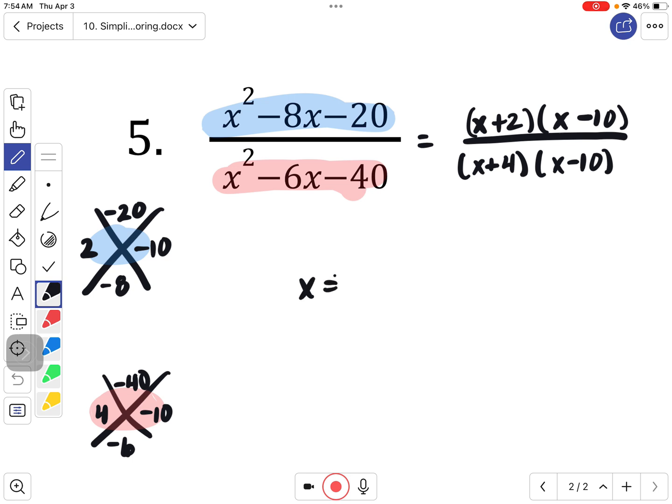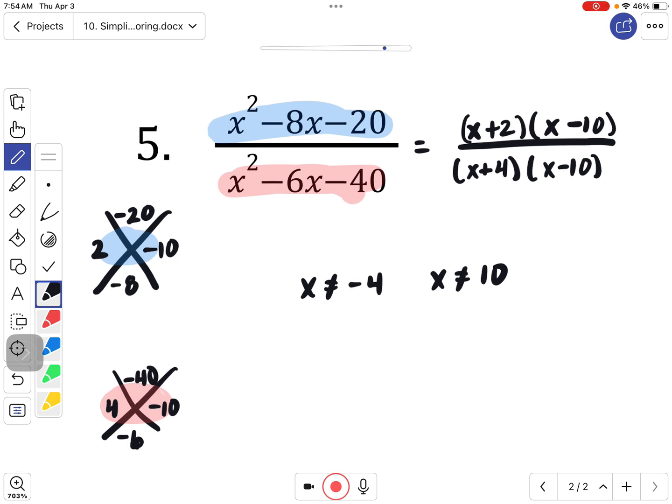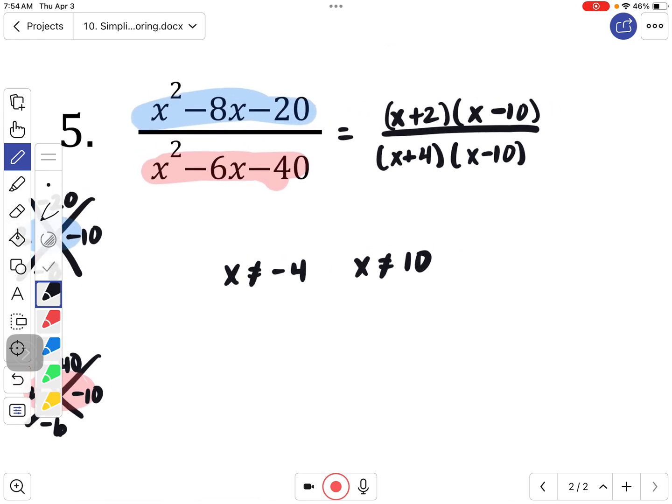Do my EVs, so x cannot equal. I'm only looking at the bottom. The bottom, the first one was a positive 4, so I'm going to use a negative 4. And I'm going to do my other one. Right now it's a negative 10, so now it's going to be a positive 10. Okay, and remember, you're not done until you simplify, because I have an x minus 10 right here and right here. Those get to cancel out. So I'm going to cancel this one out and cancel that one out. And then I'm just left with that x plus 2 on the top and x plus 4 on the bottom. And you don't have to do anything after that. You're just going to leave that just like it is.